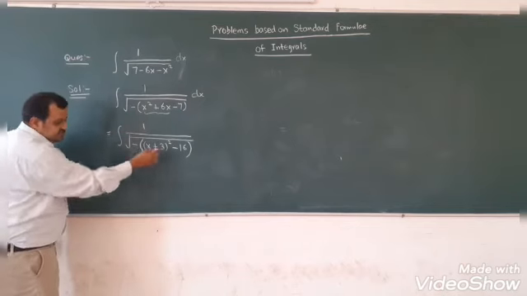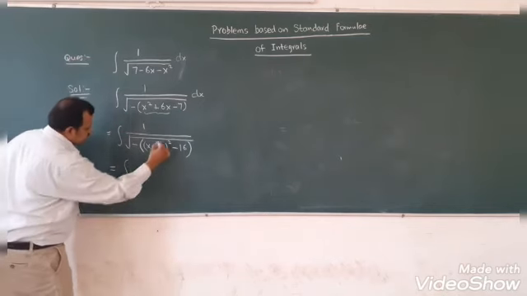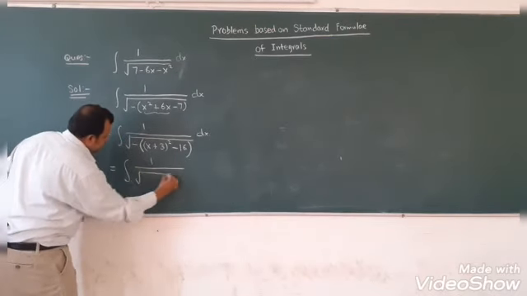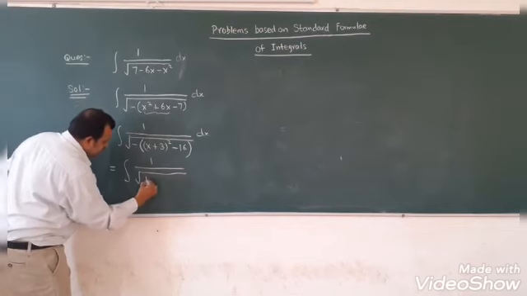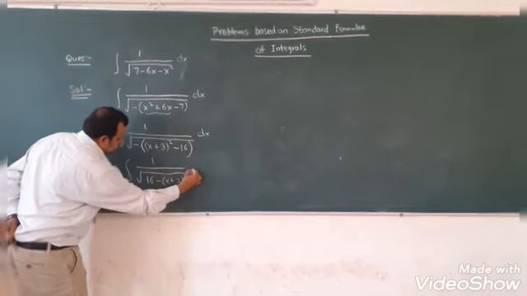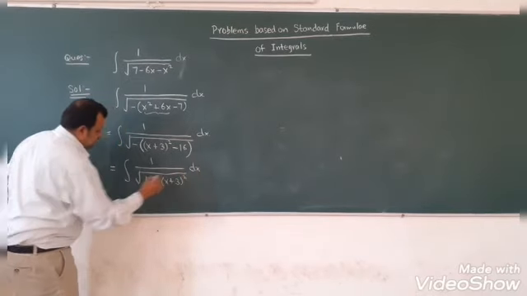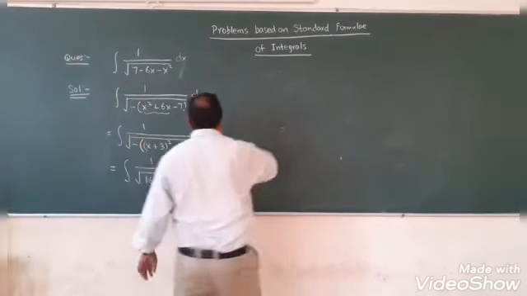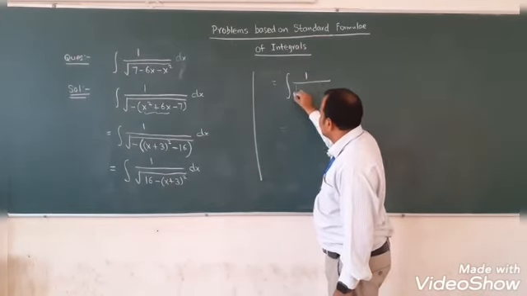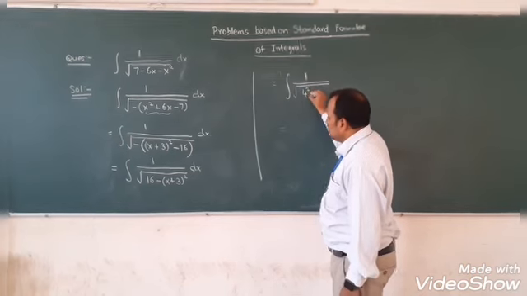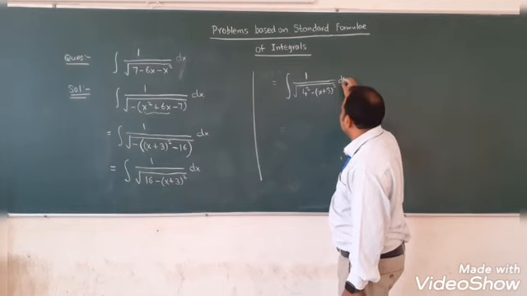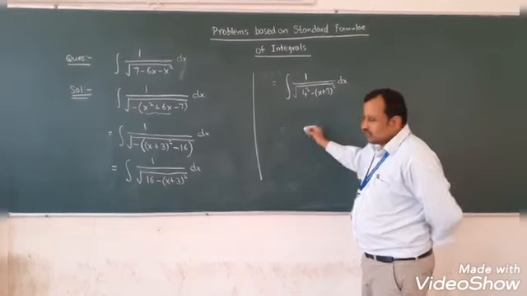Now this minus I am shifting inside. So you will get 1 divided by square root of 16 minus x plus 3 whole square, dx. Or this we can write as 1 divided by square root of 4 square minus x plus 3 square, dx. So tell me which formula.